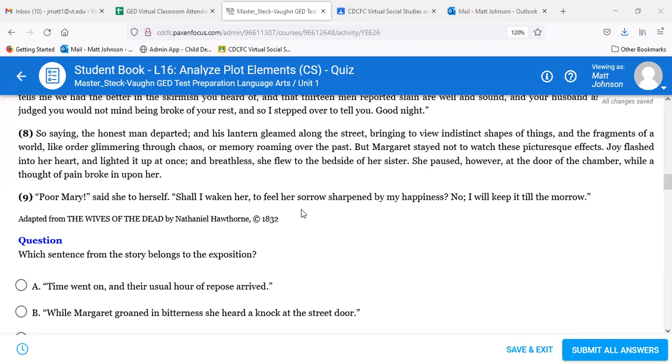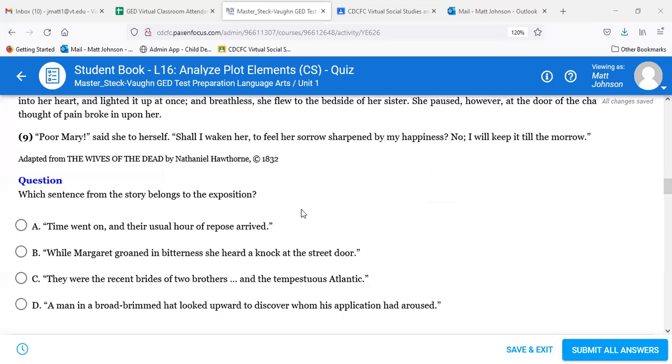Question 2 then. Which sentence from the story belongs to the exposition? A, time went on and their usual hour of repose arrived. B, while Margaret groaned in bitterness, she heard a knock at the street door. C, they were the recent brides of two brothers and the tempestuous Atlantic. D, a man in a broad-brimmed hat looked upward to discover whom his application had aroused.